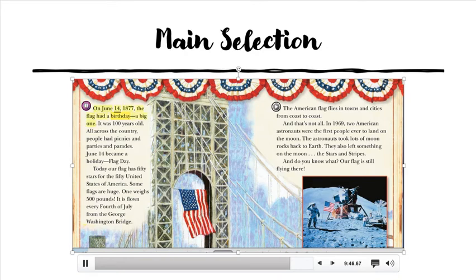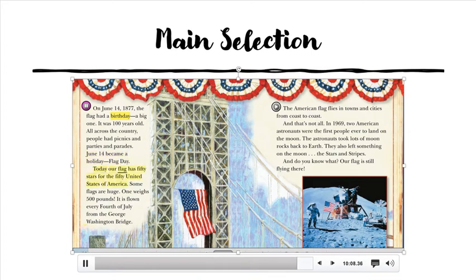On June 14, 1877, the flag had a birthday, a big one. It was 100 years old. All across the country, people had picnics and parties and parades. June 14th became a holiday, Flag Day.